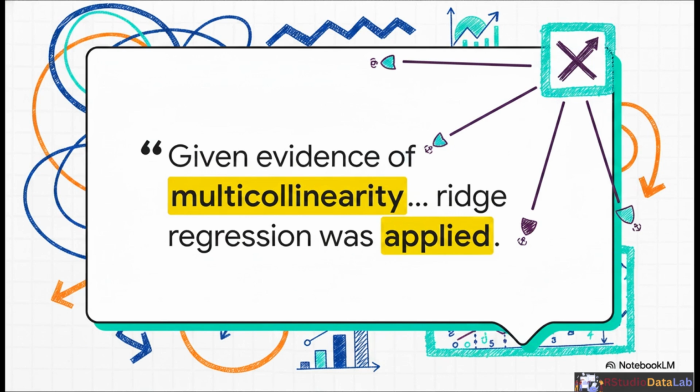Given evidence of multicollinearity with a VIF range of 3.13 to 7.99, ridge regression was applied. The optimal shrinkage parameter of 5.34 was selected via tenfold cross-validation, and the final model yielded an R-squared of 0.82. It's incredibly clear, concise, and just super professional.